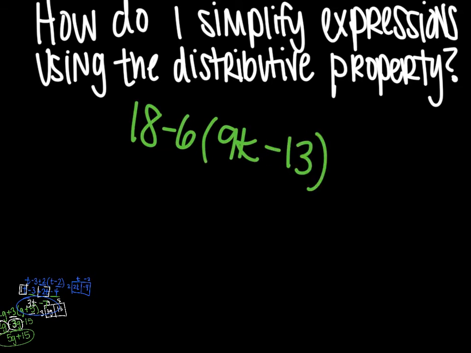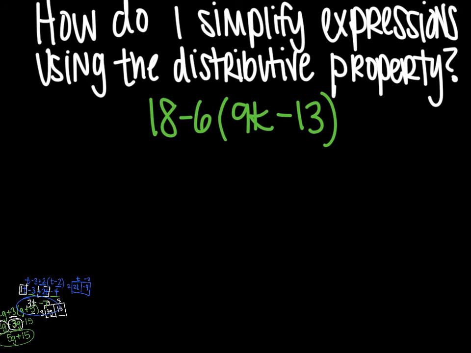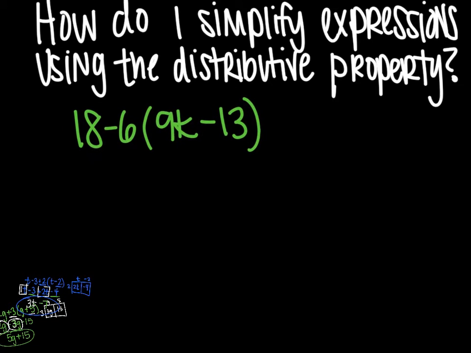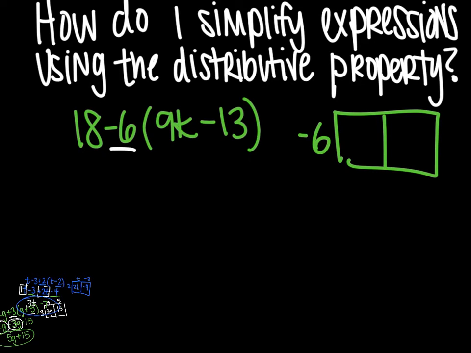Last example here. This one's the trickiest one because you'll be tempted to combine like terms before you distribute, but you can't do that. The trap is to take 18 and minus 6, but you can't do that first. You have to distribute. Take a look at that 6. The sign in front of it is negative, so I'm going to have negative 6, 9k, and then the 13 is also negative.